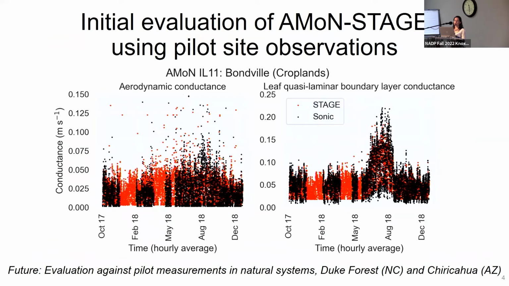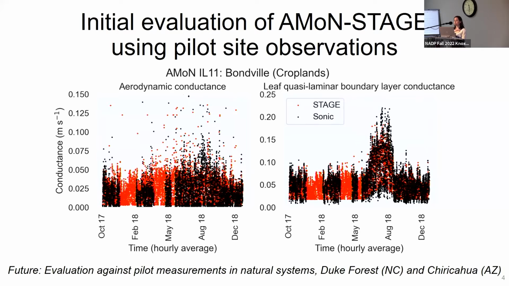So one thing that is really exciting about this project is we have available pilot site observations that are co-located with several of the AMON sites. I'm showing here some preliminary results we have through an initial evaluation of this framework at Bonneville, which is an agricultural site in Illinois. On the left, I'm showing the aerodynamic conductance, and on the right, I'm showing the leaf quasi-laminar boundary layer conductance. The red shows our framework using STAGE, and the black shows the sonic anemometer measurements from this pilot site.